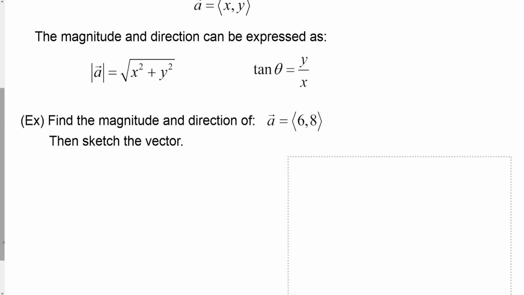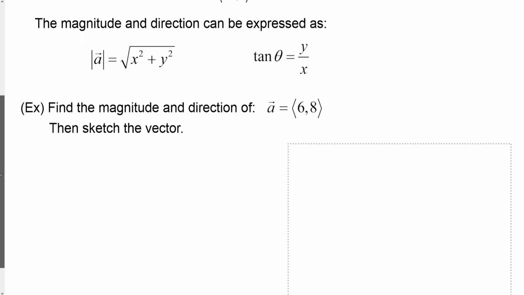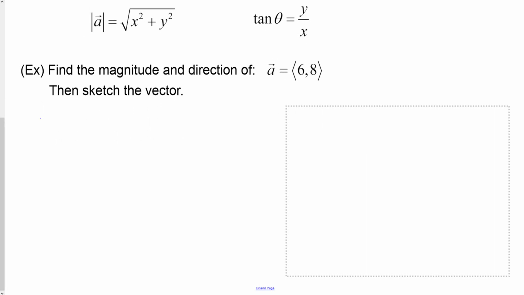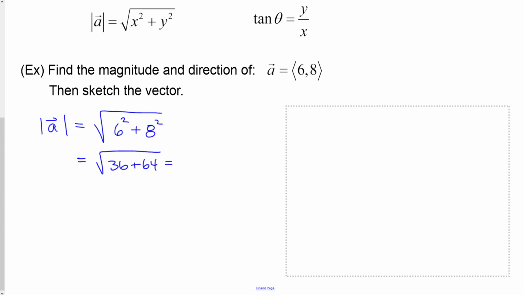Find the magnitude and direction of vector A, which is ⟨6, 8⟩, then sketch the vector. The magnitude of vector A is going to be the square root of the x component squared, so the square root of 6 squared, plus the y component squared. In this case, that would be the square root of 36 plus 64, or the square root of 100, which is 10. So the length of this vector is 10.